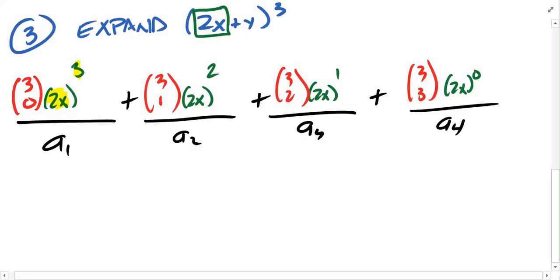Okay, and then I'm going to take my y, my second term of my binomial. This is pretty straightforward. Y to the 0, y to the first, y squared, y to the third. So far, so good. Everyone's pretty good. All right, now we clean it up.